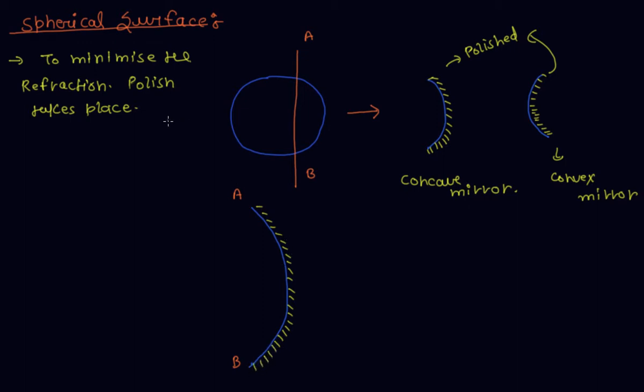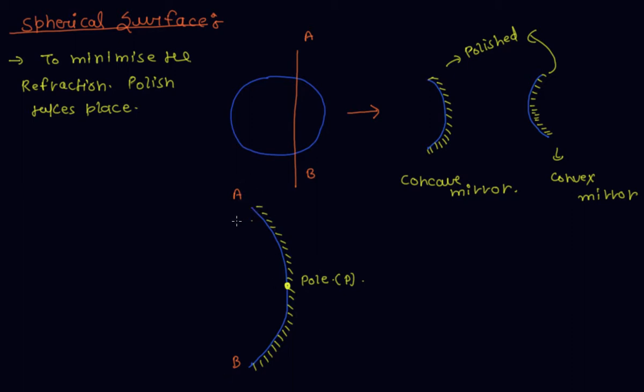So the first terminology in a concave mirror: the geometrical center of the mirror is called the pole, and it is represented by capital P.